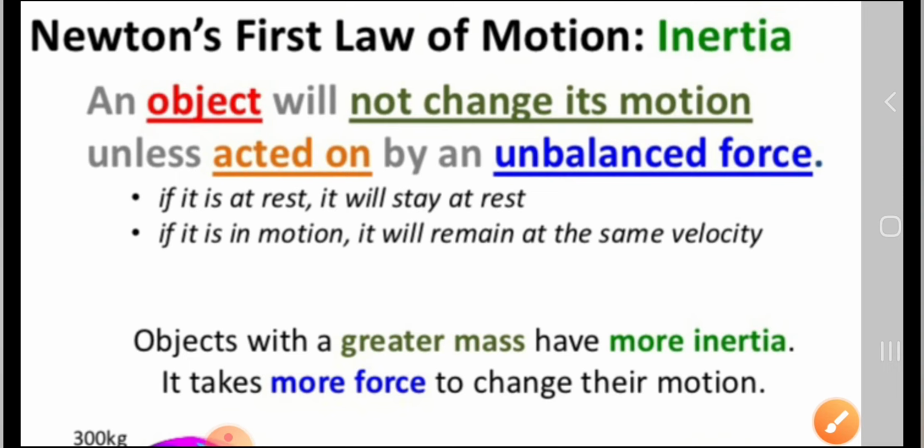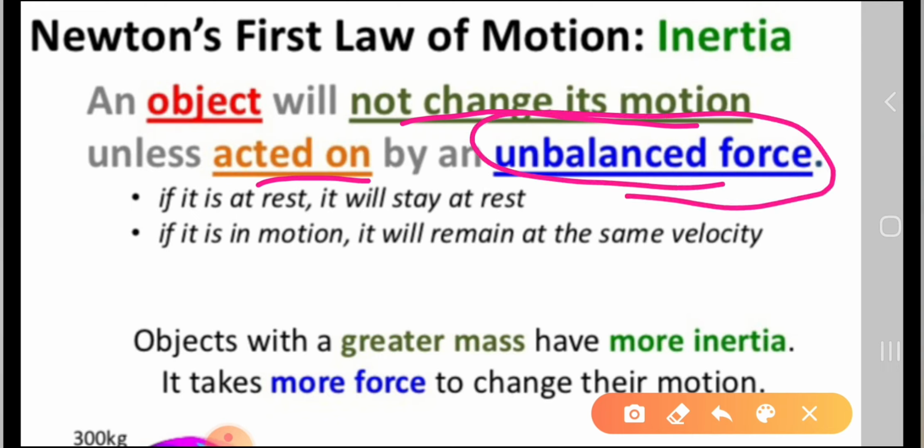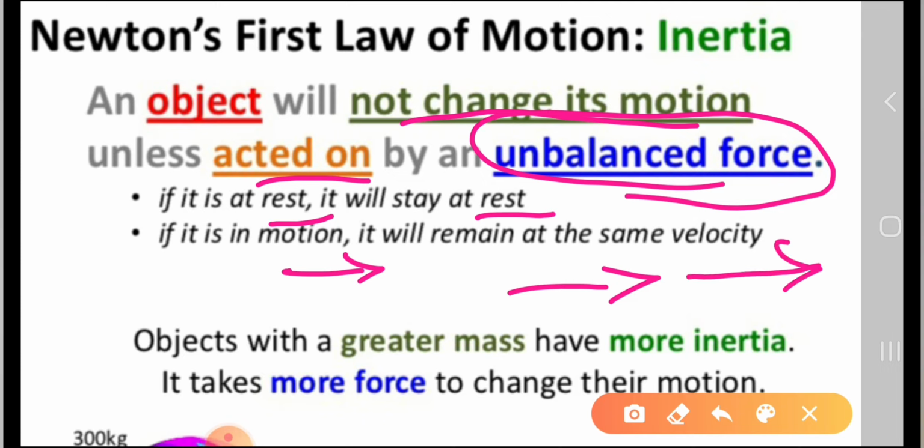So here is Newton's first law of motion: an object will not change its motion unless acted on by an unbalanced force. Unbalanced means if it is at rest, it will stay at rest, it's not moving. And if it is moving, what will happen? It will remain at the same velocity.